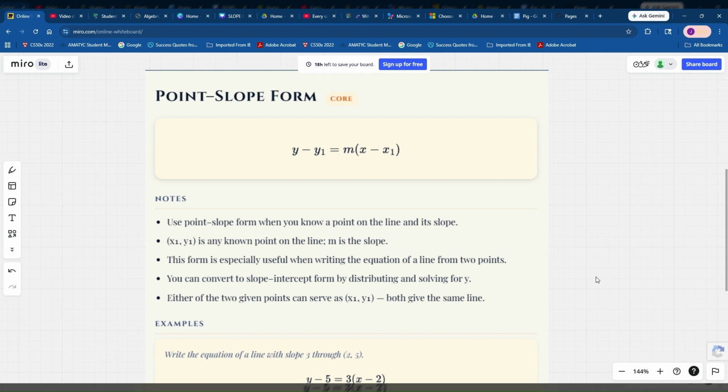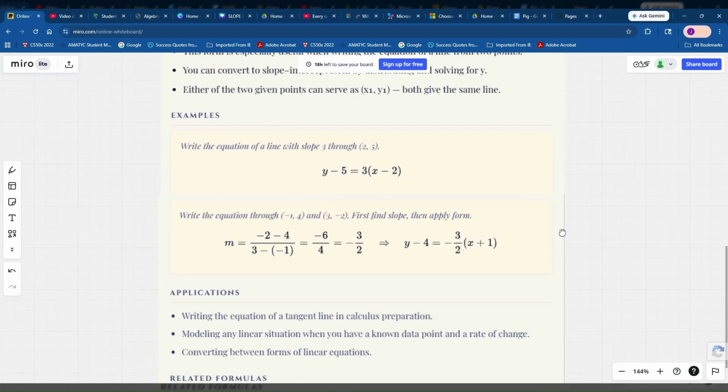And you can convert this to slope-intercept form by distributing and solving for y. We'll do that in some of the examples. Either of the two given points can serve as x1, y1. It actually doesn't matter. They both give the same line. So any point on the line combined with its slope will work. Okay, so let's do some examples.